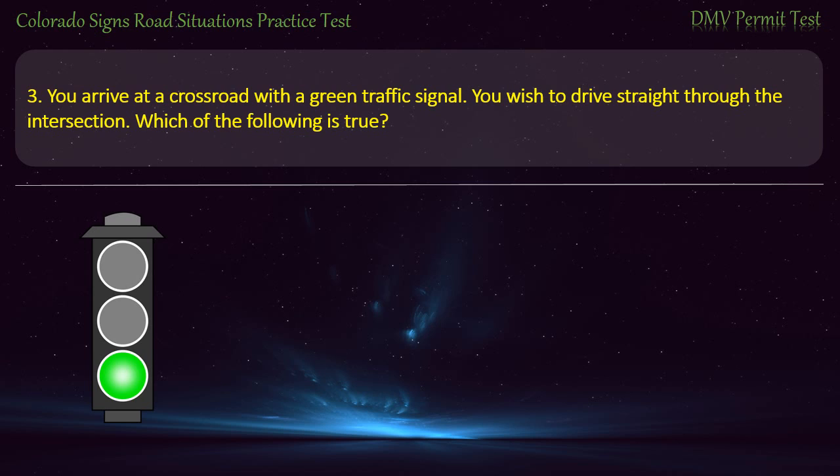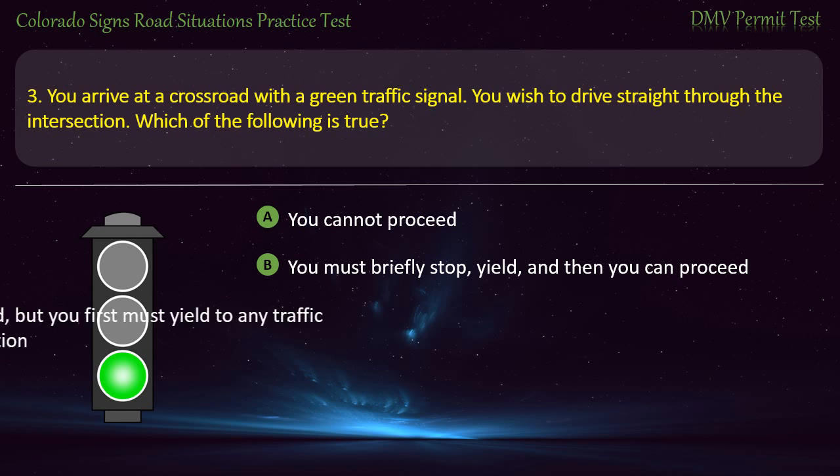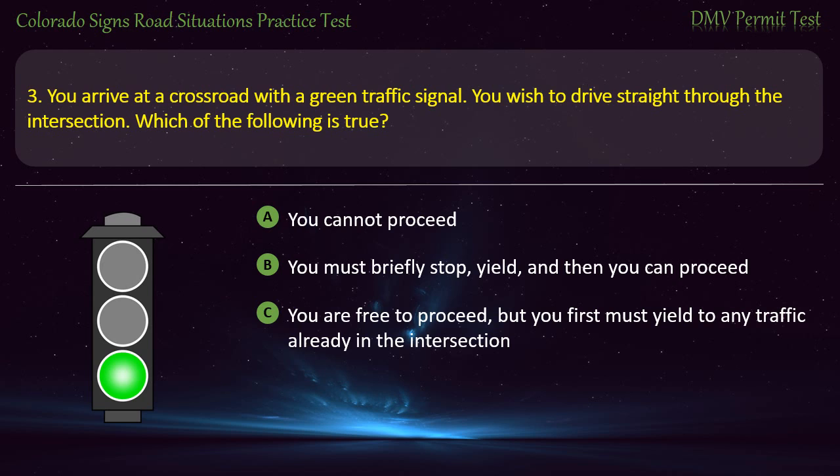Question 3. You arrive at a crossroad with a green traffic signal. You wish to drive straight through the intersection. Which of the following is true? You cannot proceed. You must briefly stop, yield, and then you can proceed. You are free to proceed, but you first must yield to any traffic already in the intersection. You are free to proceed. Answer. You are free to proceed, but you first must yield to any traffic already in the intersection.